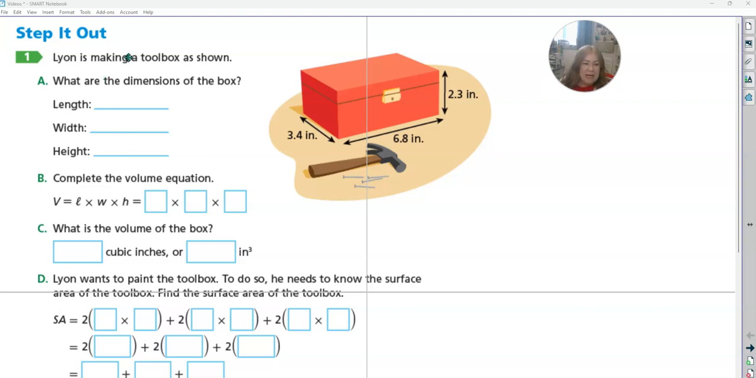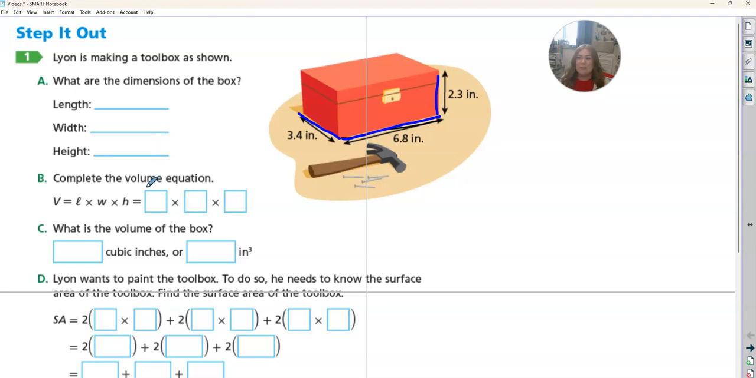So number 1A has this toolbox that is shown, and it wants to just first find the dimensions. So how long is it? So that's our length across the front. How wide is it? That goes back. And then the height of it is how tall it is. So fill those dimensions in there. And then we're going to fill in the formula we would use, right? Length times width times height.